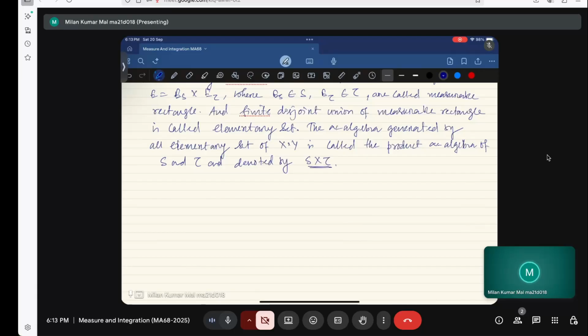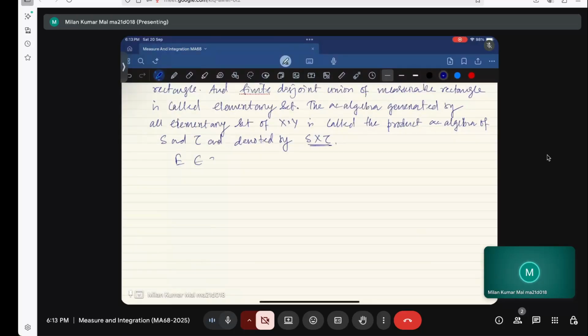So this is how it is denoted. Okay. So why is this compatible? I mean, in which sense is this compatible? Suppose you have taken a set E, and E belongs to this S tau.